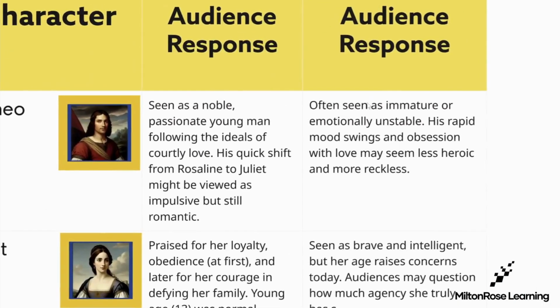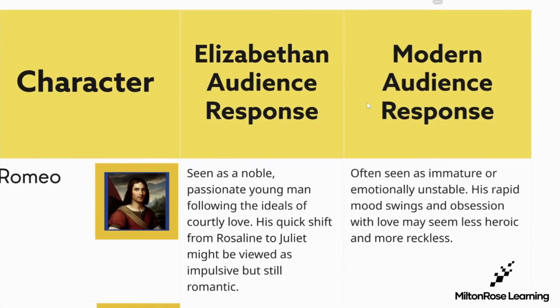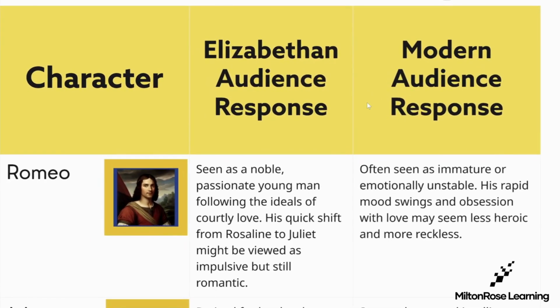So first off, let's look at Romeo. Okay, we'll just try and get it all squared up there. Okay, so with Romeo then, you can see on the left is Elizabethan audience. So they would have seen him as a noble, very passionate young man, and he's following the ideals of courtly romance. His quick shift, though, from Rosaline to Juliet might be viewed as impulsive, but still very romantic. It was seen as a kind of good thing in some ways.